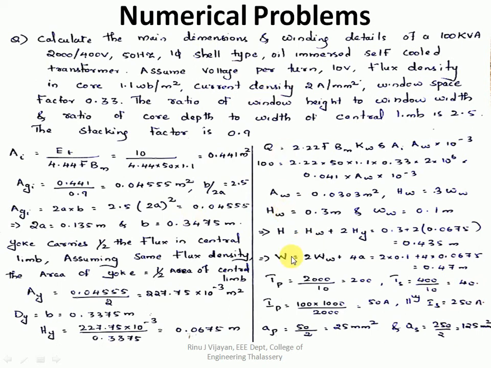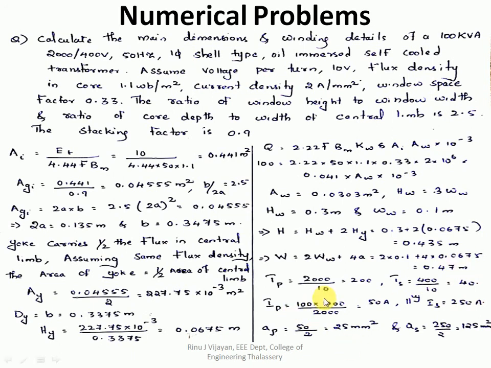I will just be explaining the winding details, because till here we will be solving the problem just like how we have solved the problems in the topic overall dimensions of transformer. So let's find out the winding details. In the winding details you have to find the primary turns, secondary turns, the current flowing through the primary winding, the current flowing through the secondary winding, as well as the cross-sectional area of both the windings.